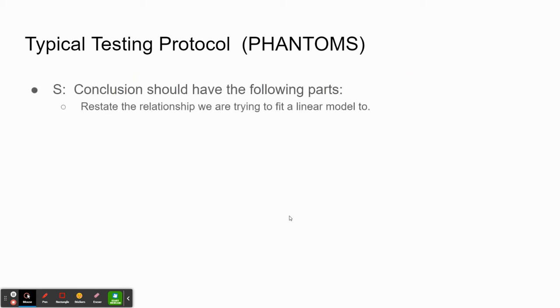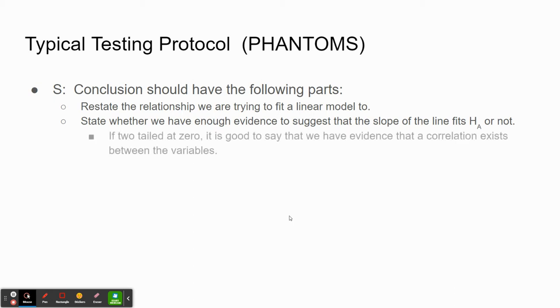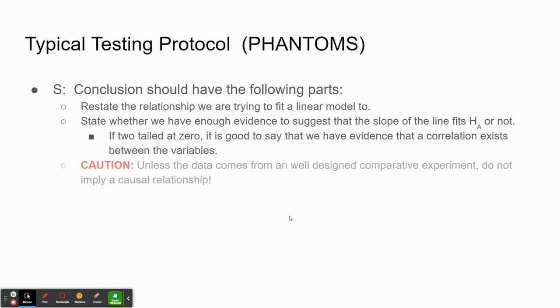When we make our conclusion, we have to restate the relationship we're fitting the linear model to. In context, state whether we have enough evidence to suggest that the slope of the line fits HA or not. So we have enough evidence to suggest that the slope is not 0 or is greater than 3.2, or we don't have enough evidence to say that. If it's a two-tailed test against beta equals 0, it's good to say that the correlation exists.